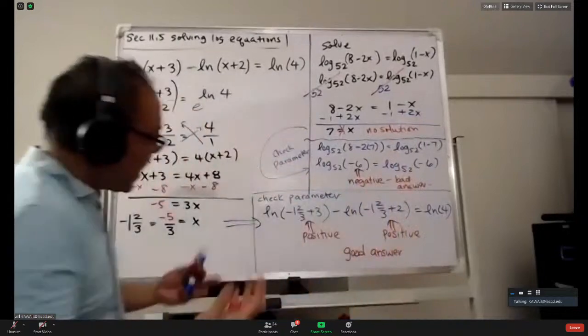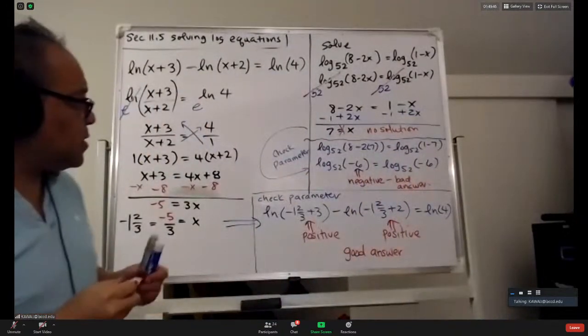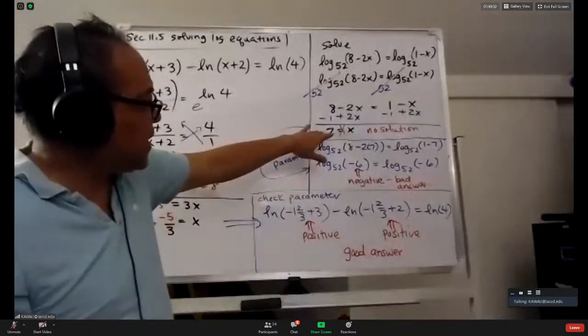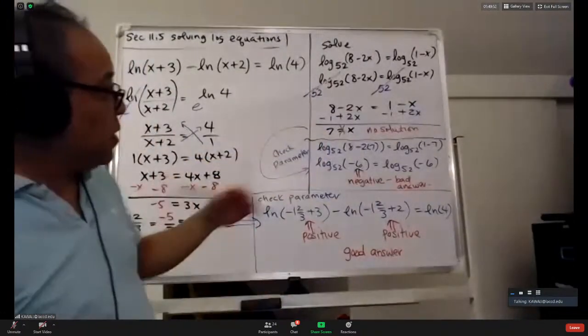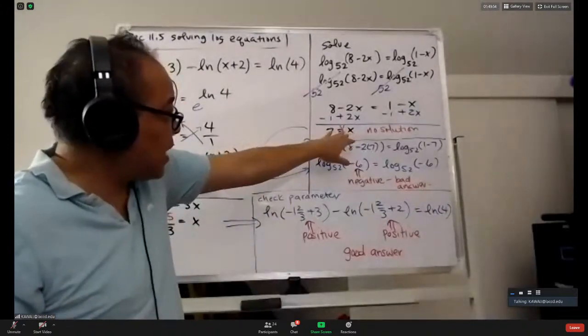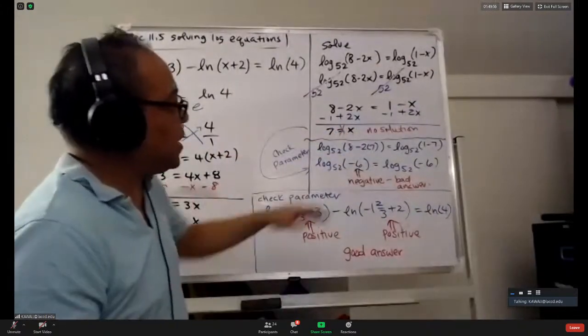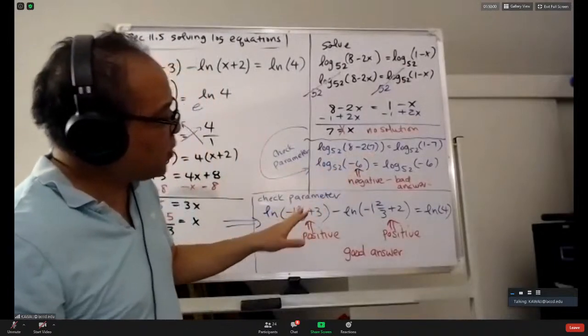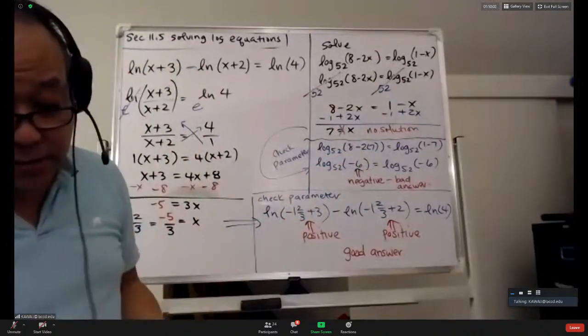So I just wanted you to have an example. You just can't assume that if this is positive, oh, it works. And if this is negative, oh, it doesn't work. X can be positive, X can be negative. Once I plug it into my parameter and simplify, that's what determines whether it's a good answer or a bad answer.